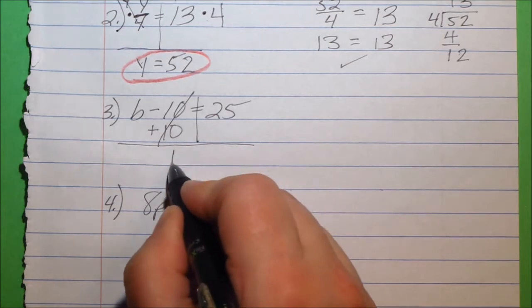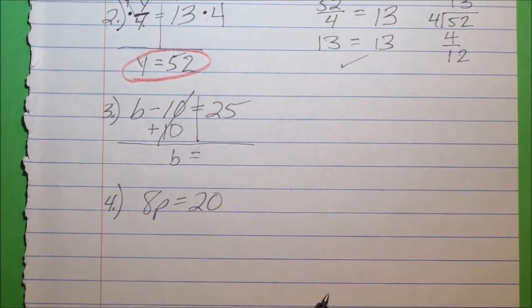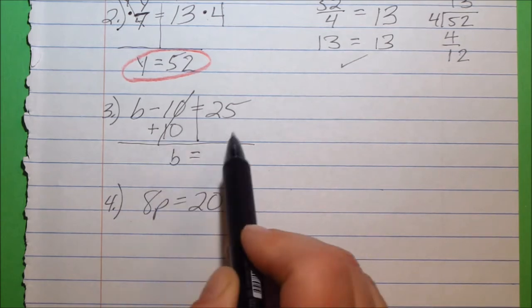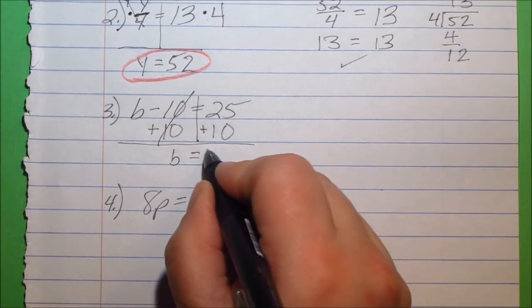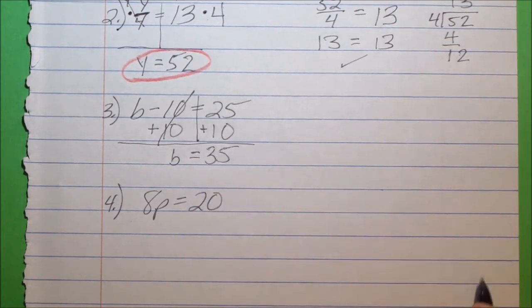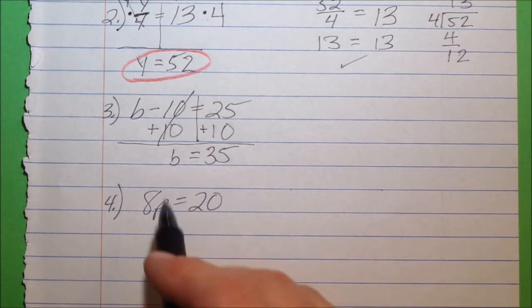So now I can bring down my variable b. It's all by itself on its side of the equation, just like it wants to be. If I added 10 here, then I have to do the same over here. So I add 10 here. 25 plus 10 is 35. So that's my answer, I think, but I have to check it.